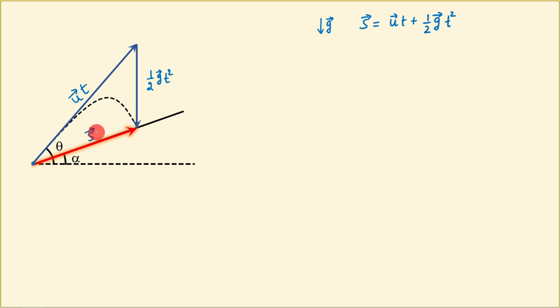And we have to maximize the magnitude of this S vector. Of course, since the ball is going to drop on this inclined plane, the direction is going to be the same for the S vector.